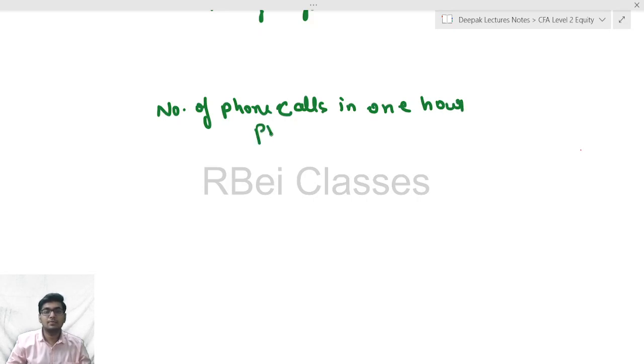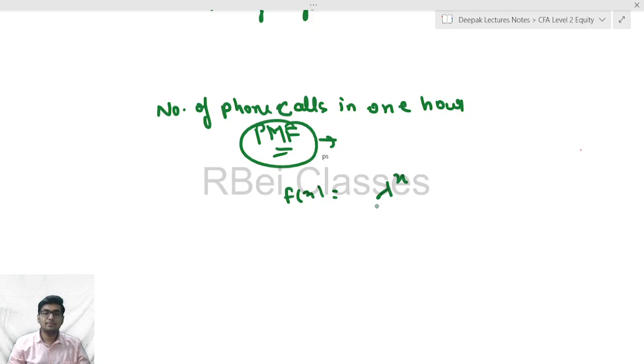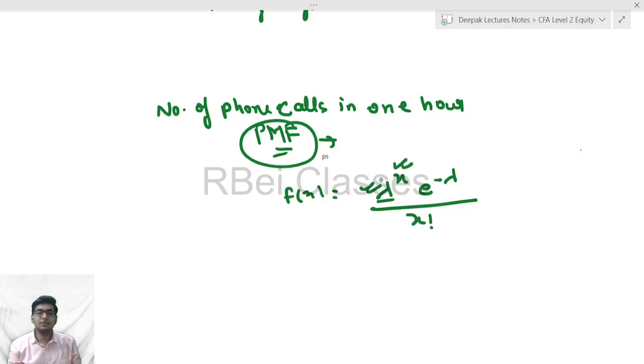Again, this is about the PMF, probability mass function, because the number of phone calls is countable. Clear? So what is the function for this? It is going to be lambda. Lambda is the parameter for the Poisson distribution. Clear? Like in the normal distribution we use mean and standard deviation, for the Poisson distribution we have the term lambda. So lambda to the power x, e to the power minus lambda, whole divided by x factorial. Clear? In the exam they will give you the value of x as well as the value of lambda.